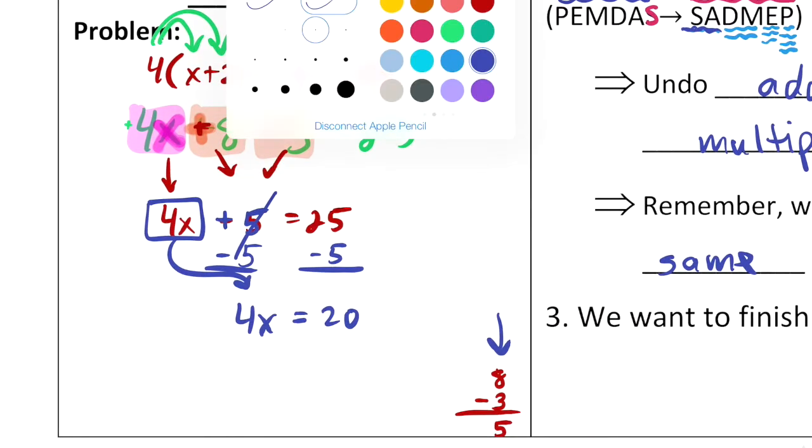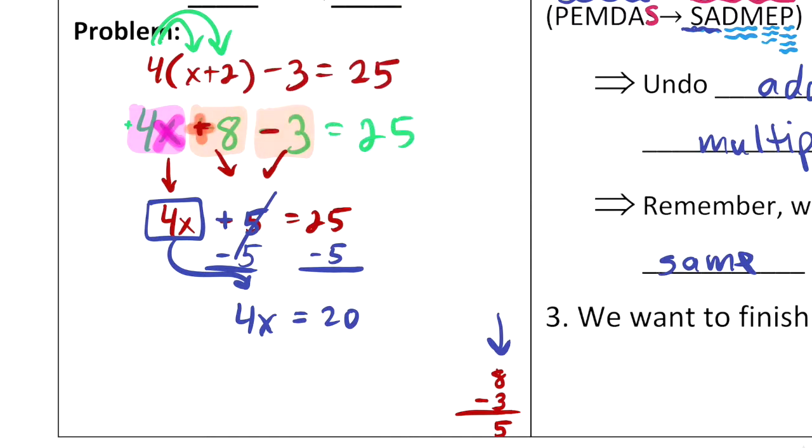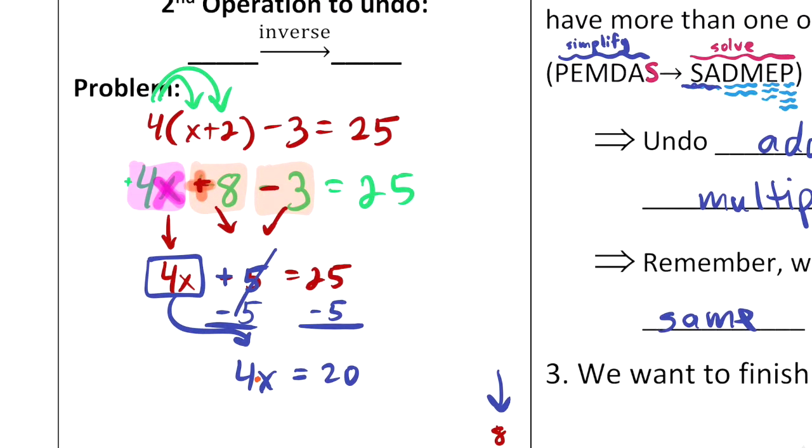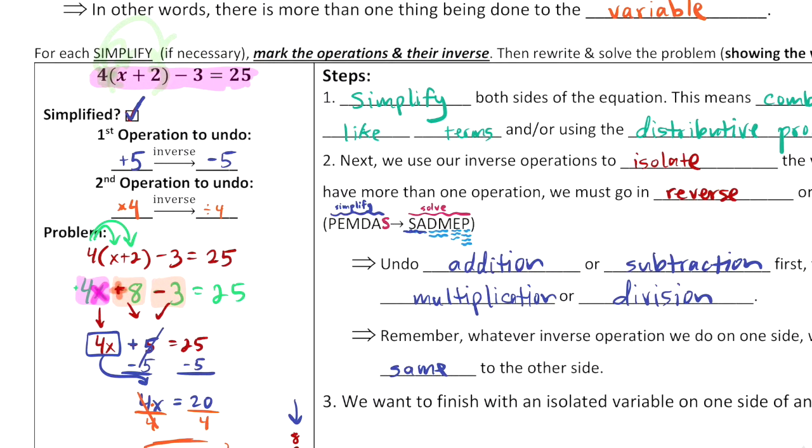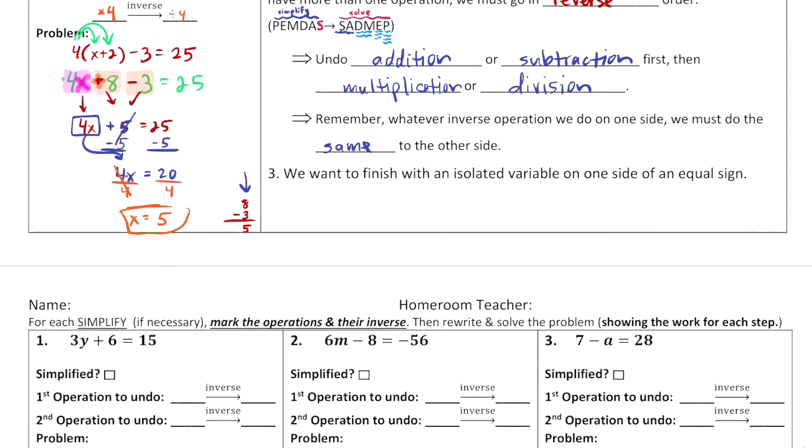The second operation, and this is super important: 4x is the same thing as 4 times x. So we are multiplying x. However you want to put it, like a multiplication dot or maybe just the x, that's fine. The opposite is divide by 4. So I'm going to divide by 4 on both sides. And I get x is equal to 20 divided by 4, which is 5. That's my final answer for this problem. Now, I do want to think about all of those things down below.